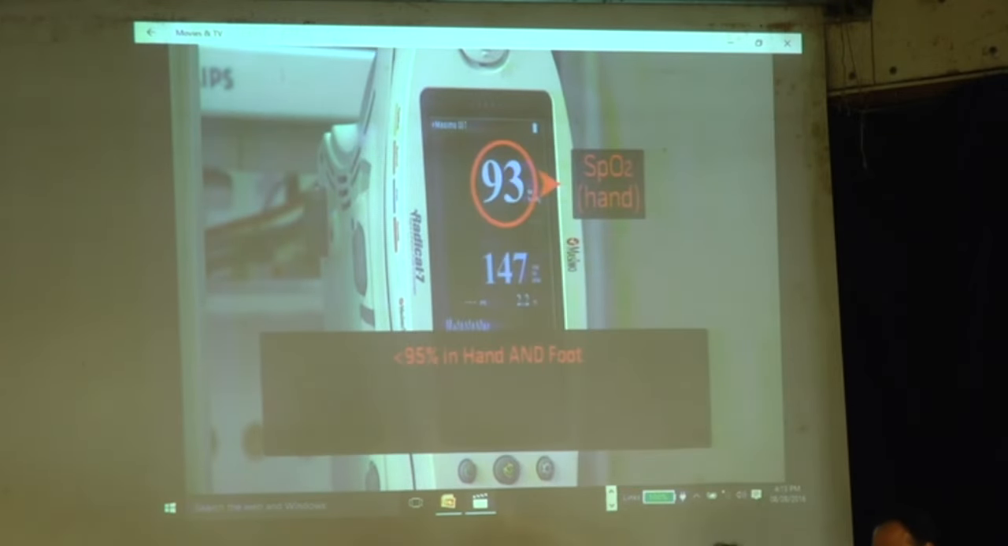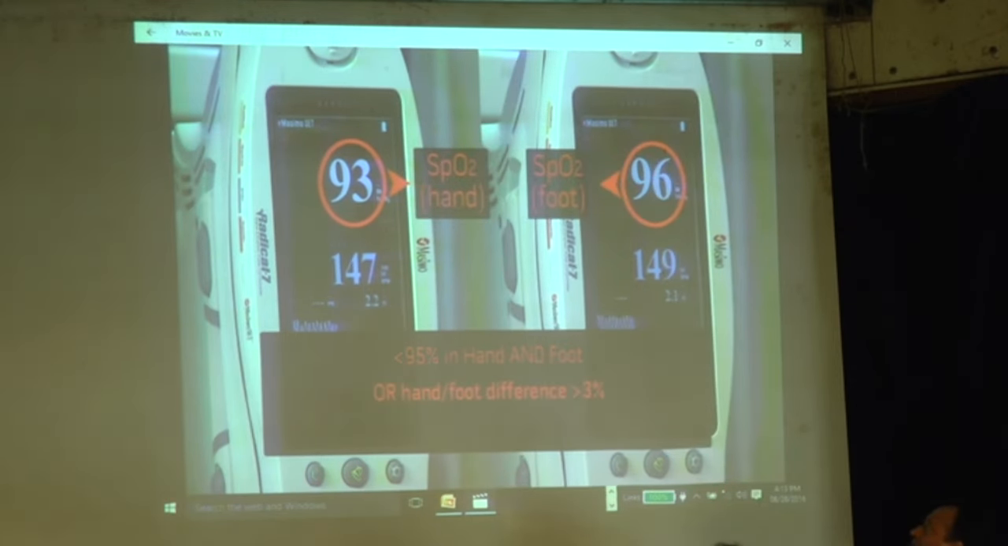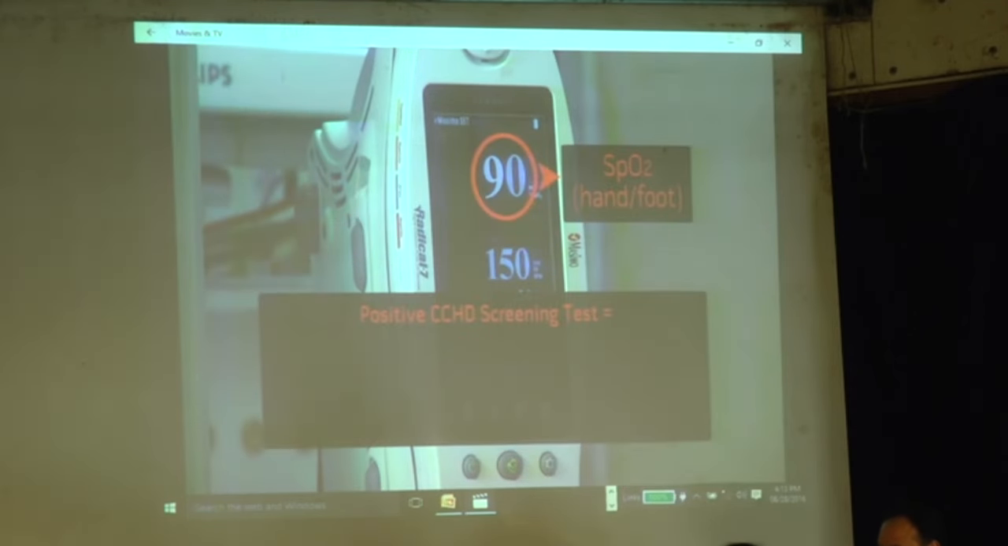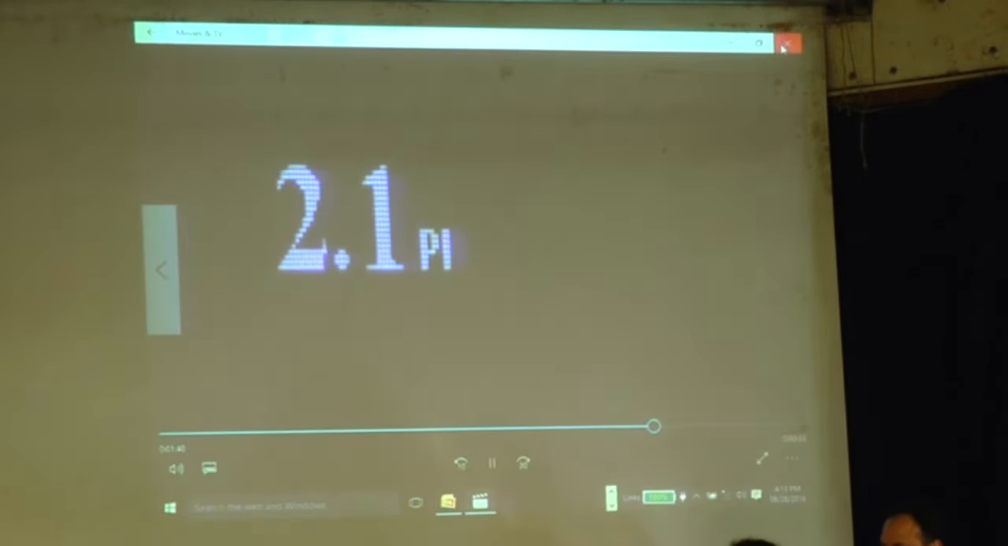Now if the SpO2 in the hand and the foot is less than 95%, and the difference between these two is more than 3%, it is considered to be positive for CCHD, and you should repeat the measurement after 1 hour. If the saturation is less than 90% in 3 positive measurements 1 hour apart, then definitely it is considered to be suspected CCHD, and then you do the further evaluation by echocardiography.